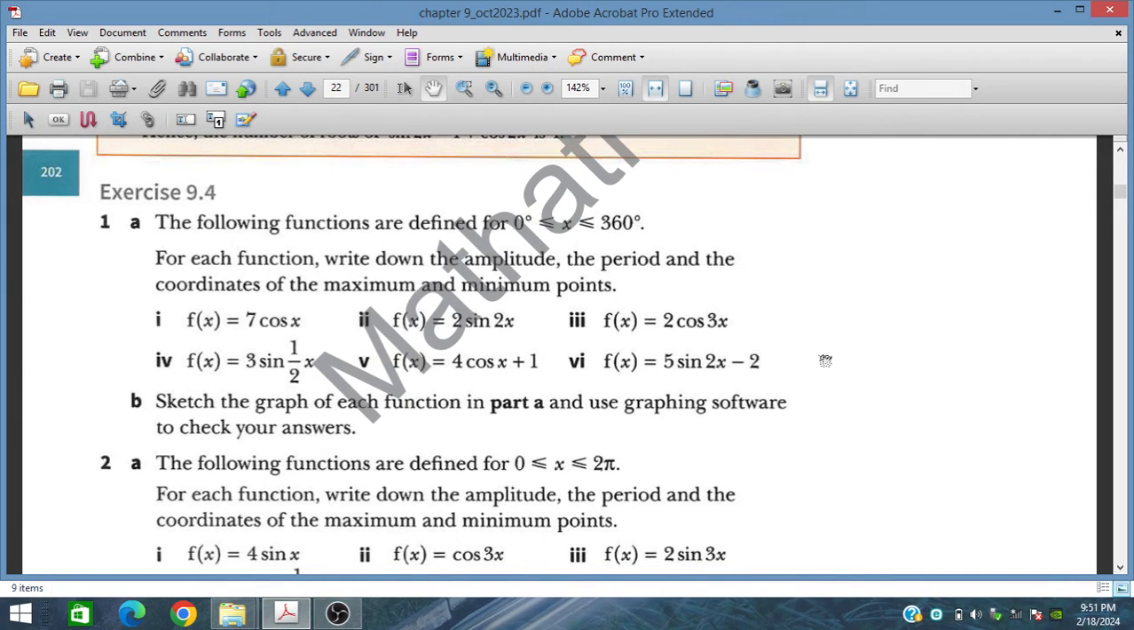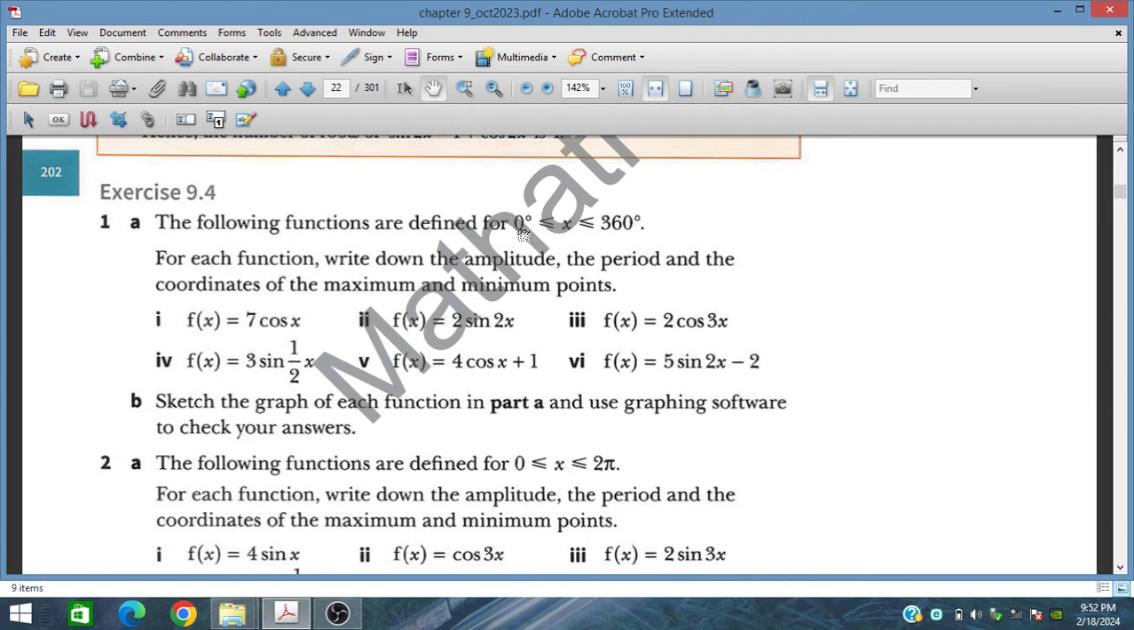Bismillahirrahmanirrahim. In this session, we will discuss exercise 9.4 from the additional mathematics course on the topic of trigonometry for IGCSE and O level students. In this session, we have to plot the following functions.